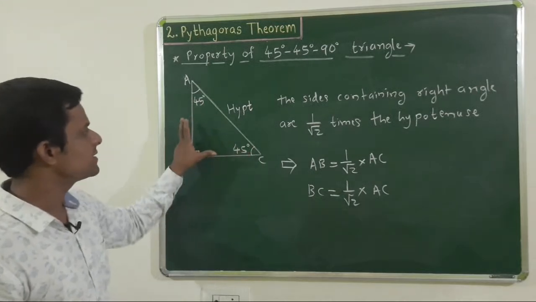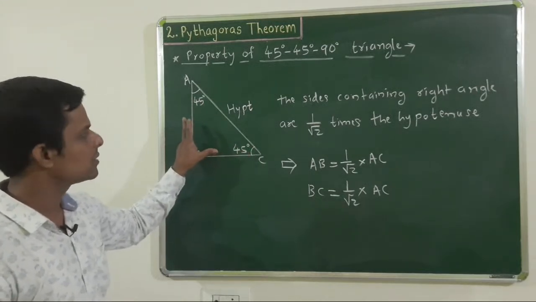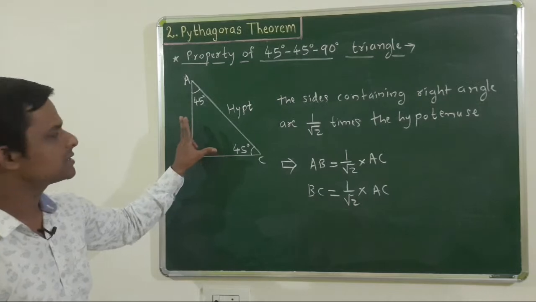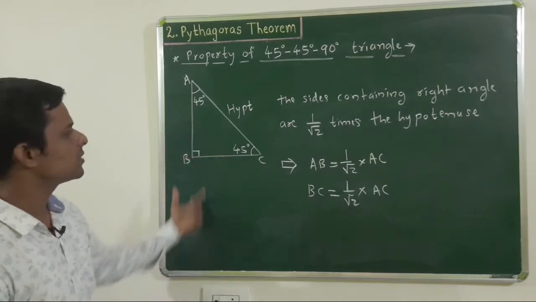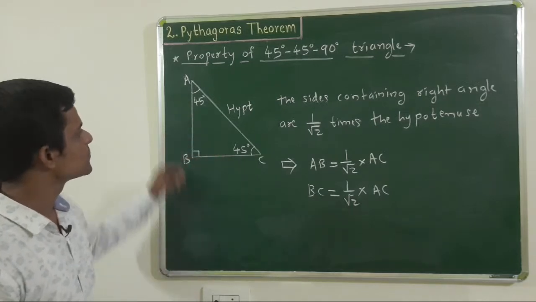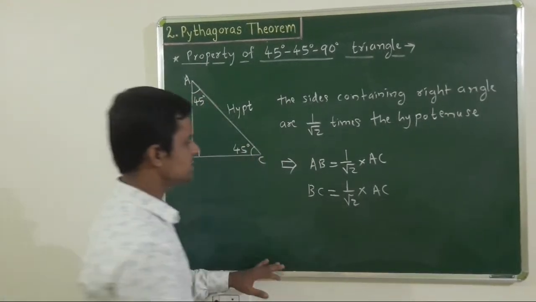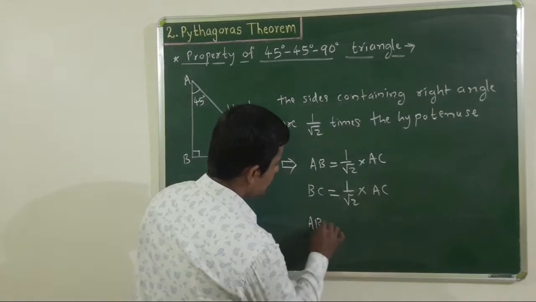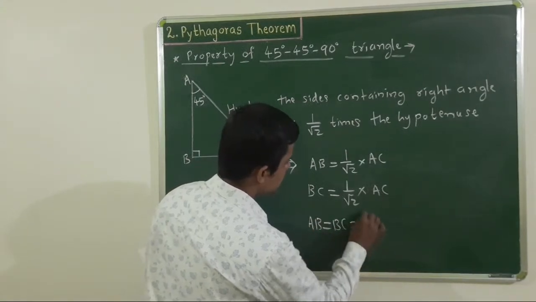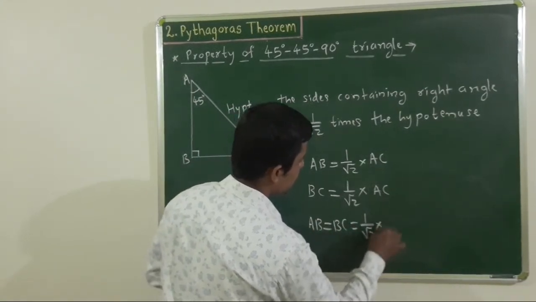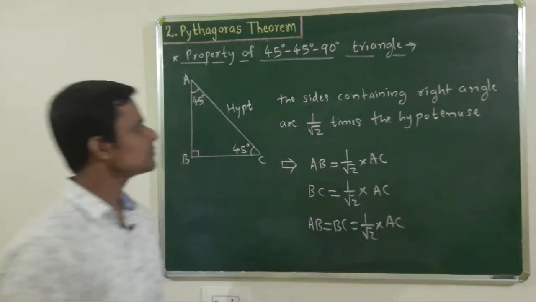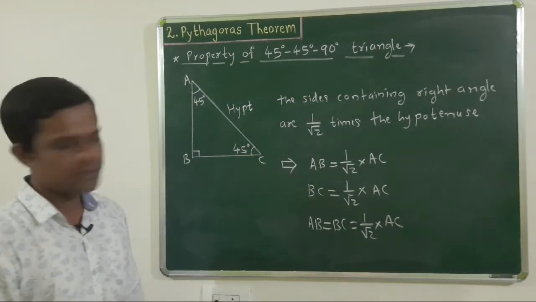We can write both statements together, since AB and BC are congruent, since these two are congruent angles and sides opposite to congruent angles are congruent, by using the converse of the isosceles triangle theorem that we learned last year. It is AB equal to BC equal to 1 upon root 2 times AC. This is the meaning of this statement.